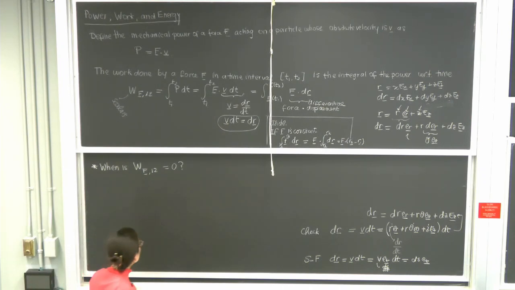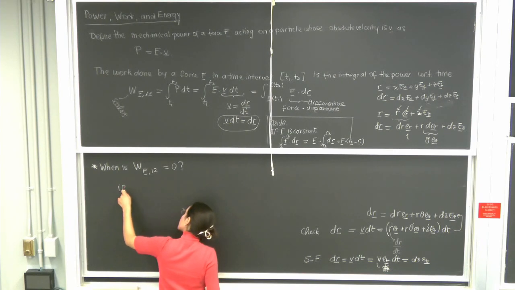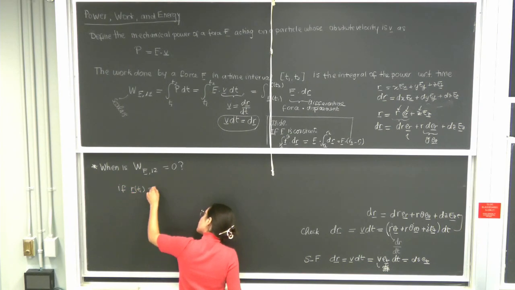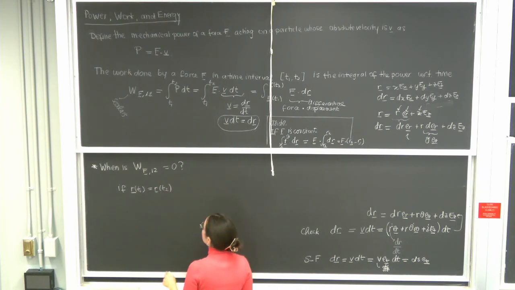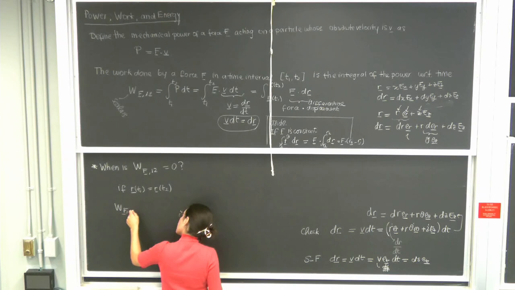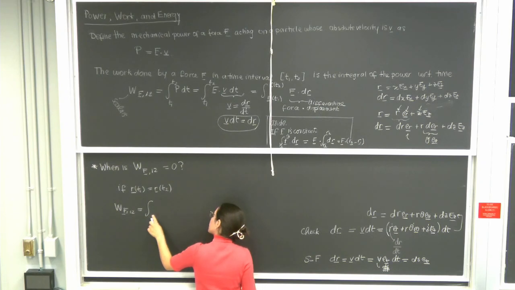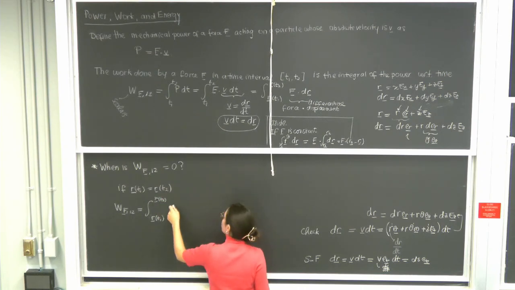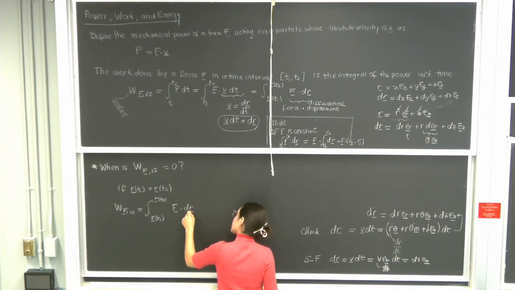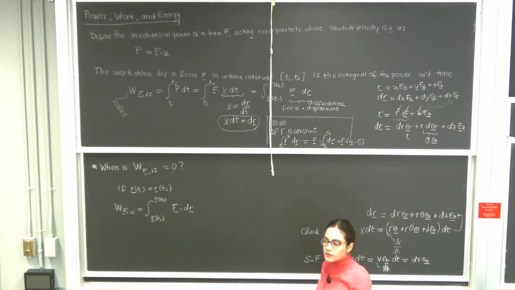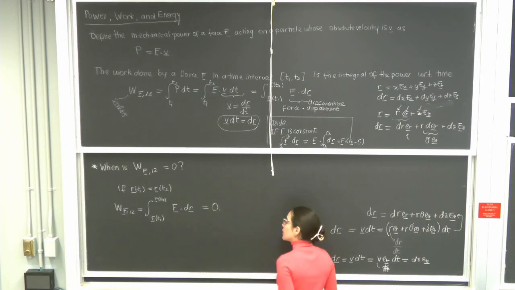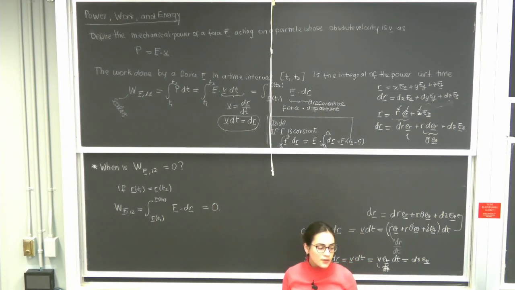So let us think about it. That's actually a little bit clever. Let us see. So if r of t1 is equal to r of t2. So let us see. The work of the force from 1 to 2 is equal to the integral between r of t1 and r of t2 of F dot dr. But if these two are equal, then we're integrating over an interval that's non-existent, so basically integrating from 1 to 1. So yes, in that case, the work of the force would be 0. If the particle came back to the same location, then the integral of the force is 0.